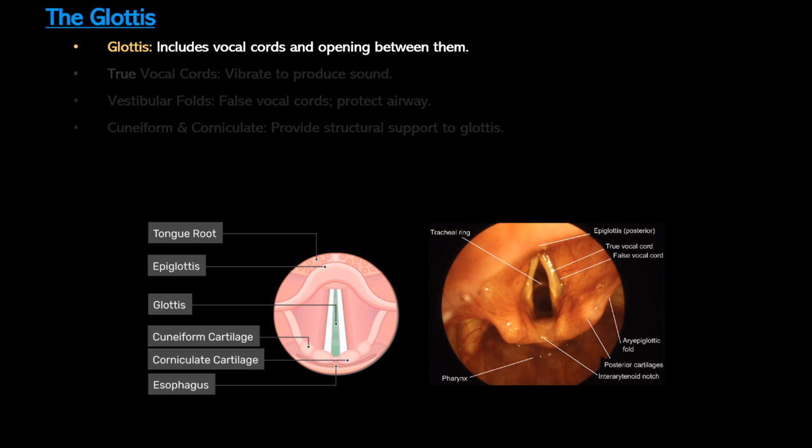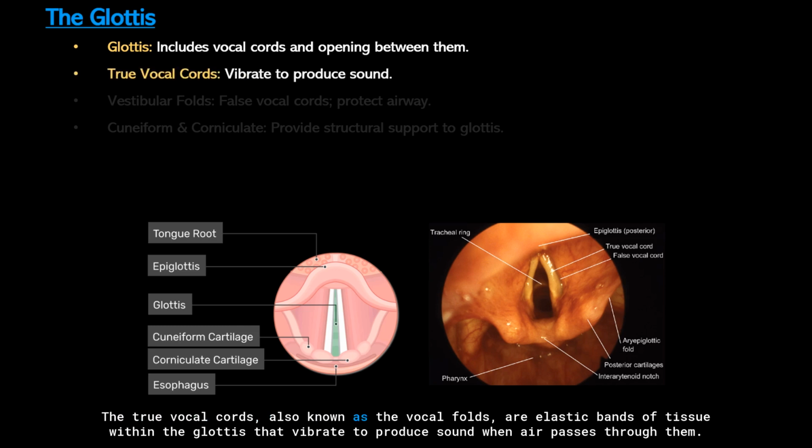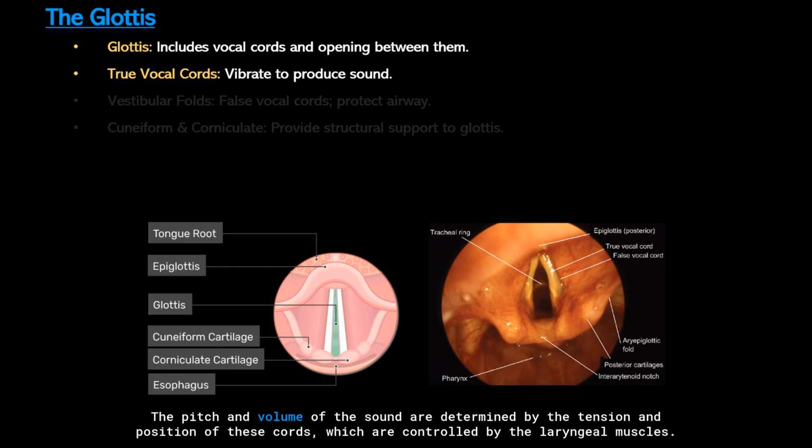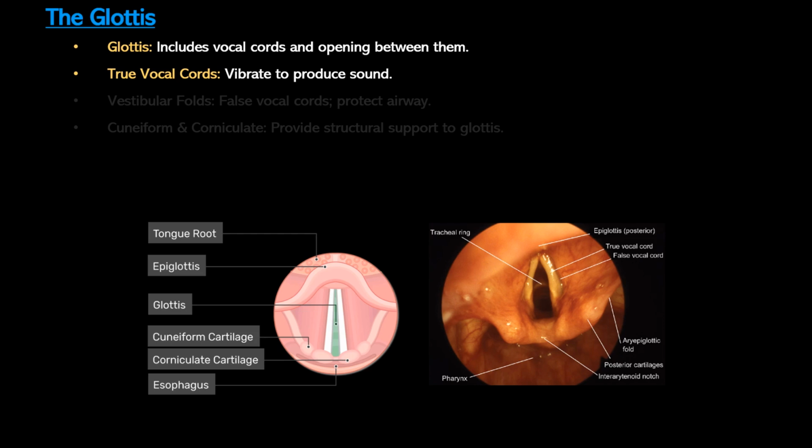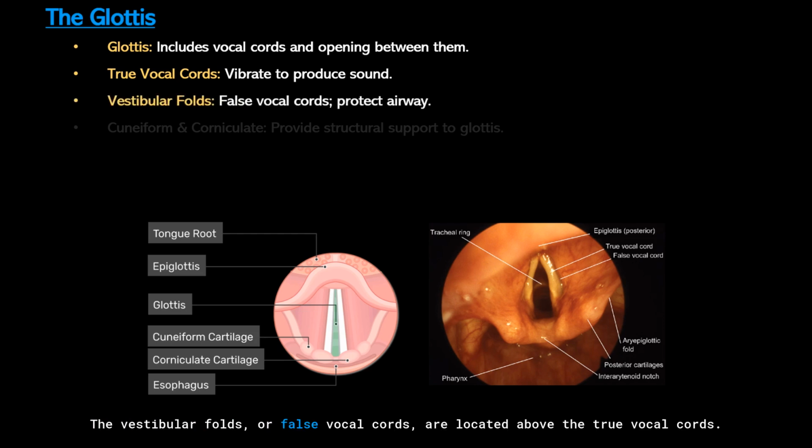The true vocal cords, also known as the vocal folds, are elastic bands of tissue within the glottis that vibrate to produce sound when air passes through them. The pitch and volume of the sound are determined by the tension and position of these cords, which are controlled by the laryngeal muscles. The vestibular folds, or false vocal cords, are located above the true vocal cords.